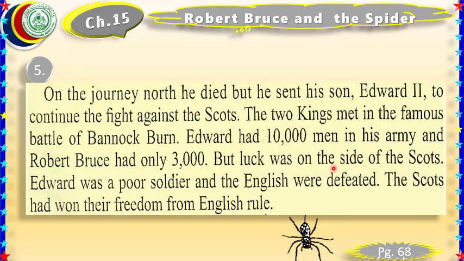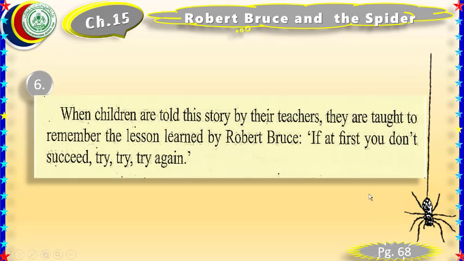But luck was on the side of the Scots. Edward II, who was the son of Edward I, was a poor soldier. He was not a good soldier, and the English were defeated. Yes, the English were defeated this time because Edward I was not the commander of the army. The Scots had won their freedom from English rule, and Robert Bruce won the battle.